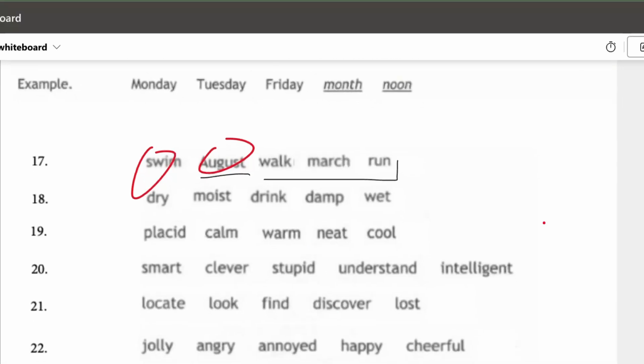For question 18, I can see that these words such as moist, damp, and wet all have something to do with the state of being wet. However, dry is the exact opposite, and drink, you're not really wet sometimes when you're drinking. So we have dry and drink.